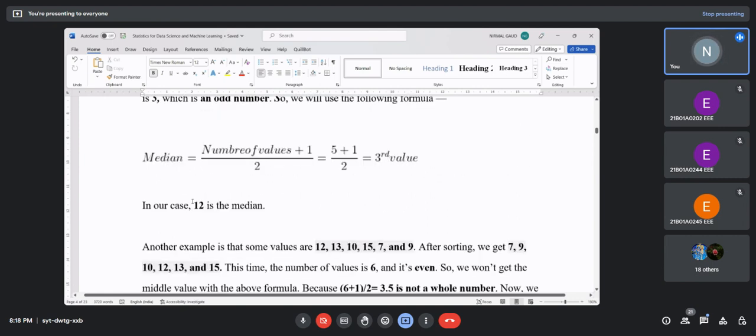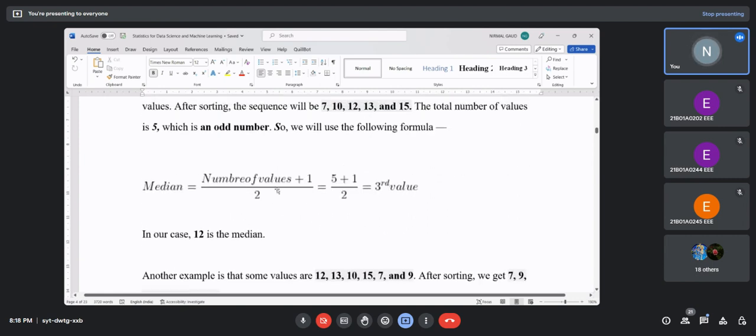How to calculate it? This is the formula for the median: n plus 1 by 2, that means the number of values plus 1, divided by 2. For odd, this is how you calculate the median. For even, take the n by 2 and n plus 1 by 2 values, and in between these two will be the median value. You've done a lot of maths for calculation of mean, median, and mode, so it's not new for you. So for odd, this is how it's calculated.